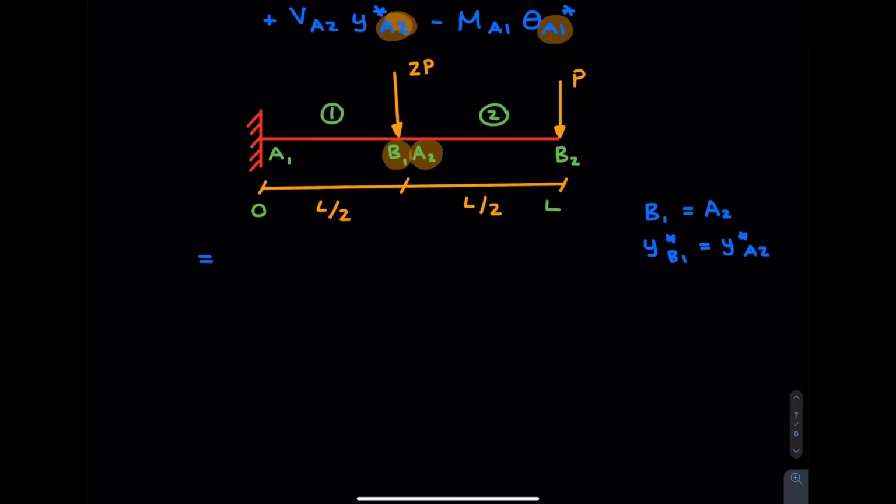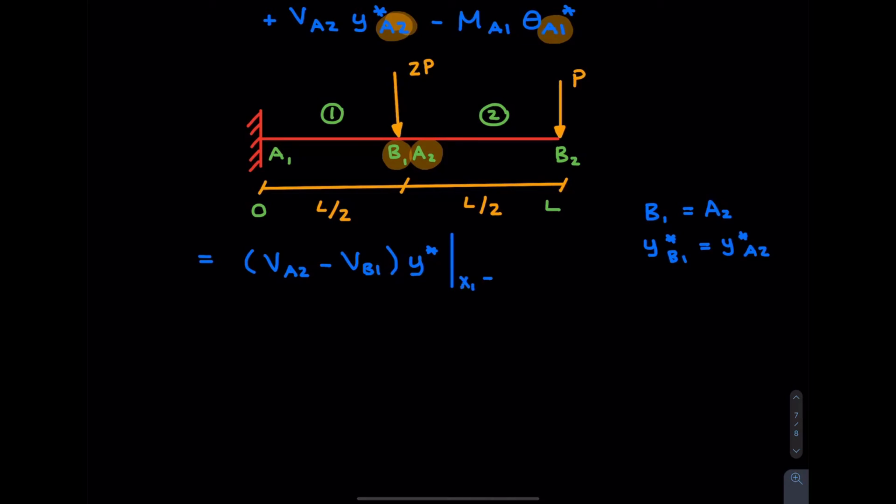So what I'm going to do is I'm going to put in brackets here, I'm going to have the shear at A2 minus the shear at B1. And this, of course, is multiplied by y star at B1. Now, y star at B1, that virtual displacement at B1, this is the same as that virtual displacement at x is equal to L over 2.